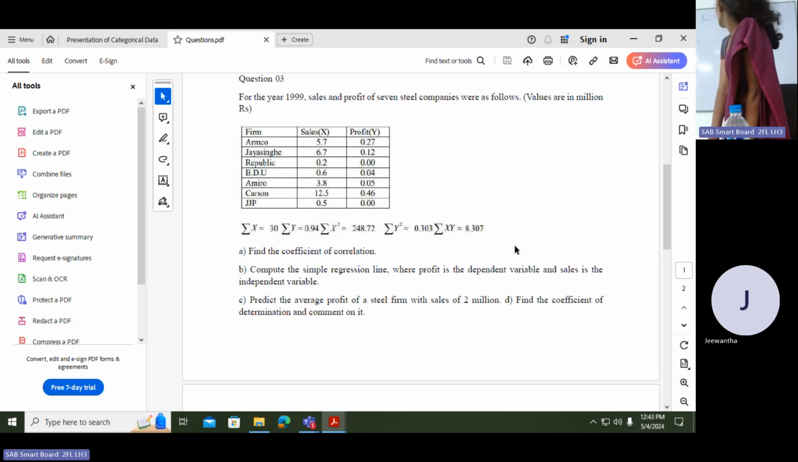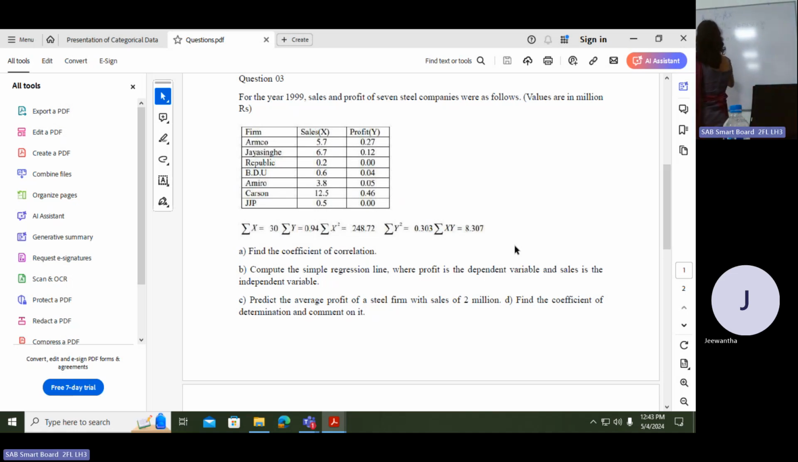Then what is the value of beta 1? You substitute. Then you have the two values, beta naught and beta 1. Then you can write the regression line. How to write it? y equals, first you write beta naught, minus 0.018. In here it is a plus value, then plus 0.0356 x.